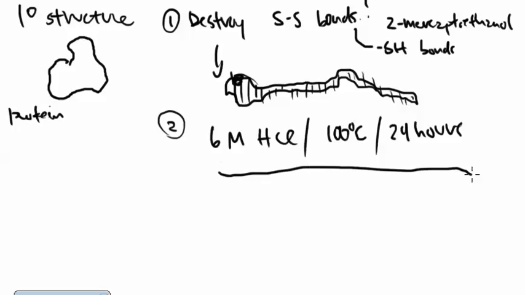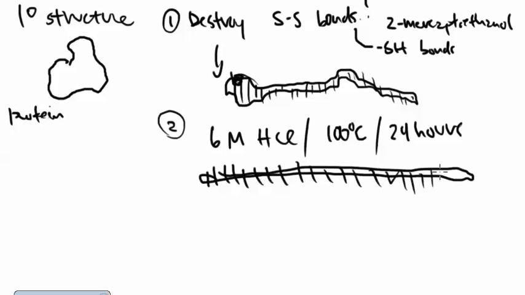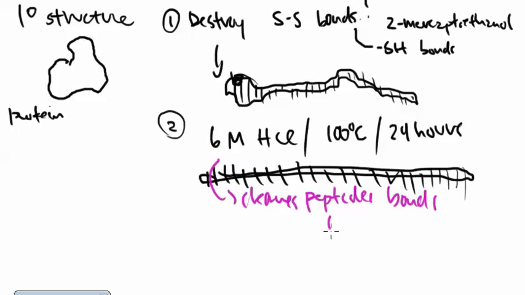What begins to happen is that it takes this protein and begins to chop it up, and it will cleave all of the peptide bonds. So that's the purpose of step number 2. This cleaves the peptide bonds. And what we get as an end product are individual amino acids.